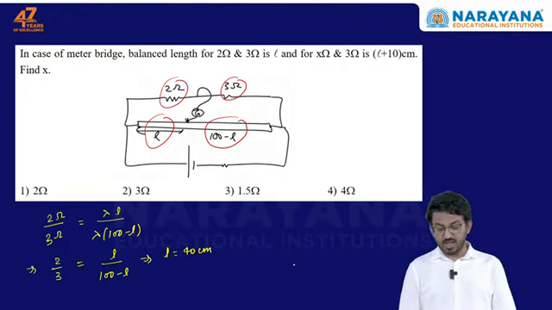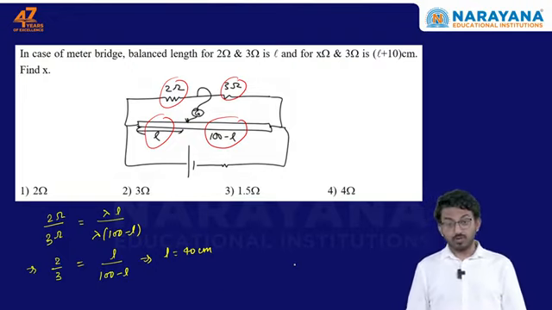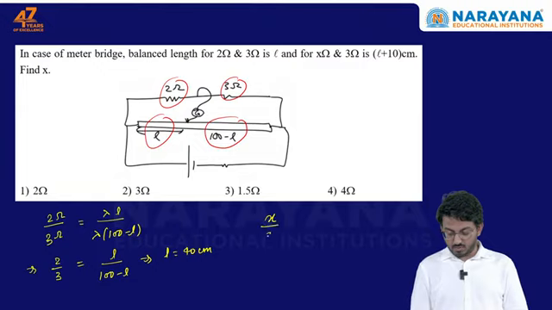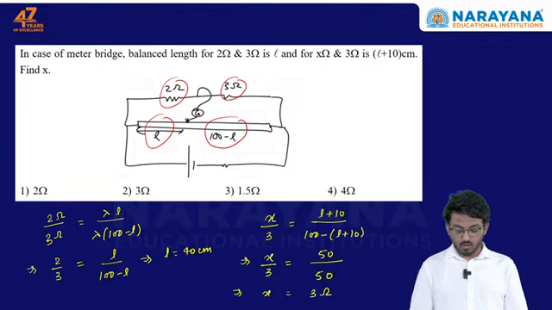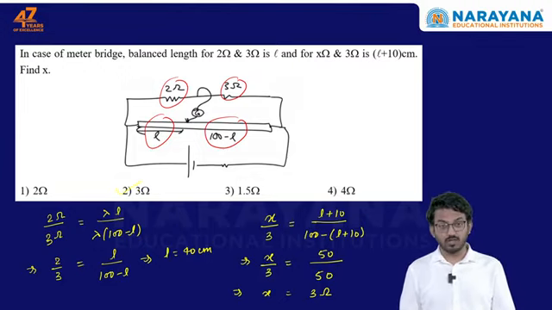Now L is 40, and they are asking for the value of X if the new balance length is L plus 10. So notice this part here. We have X over 3 is equal to the new balance length, L plus 10, divided by 100 minus (L plus 10). Solving it further gives us X over 3 is equal to, L is 40, so the numerator becomes 50, and L is 40 again, so the denominator also becomes 50, giving us X is equal to 3 ohm. So option 2 is the correct answer here. Going on.